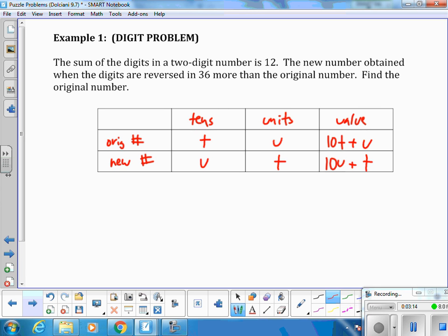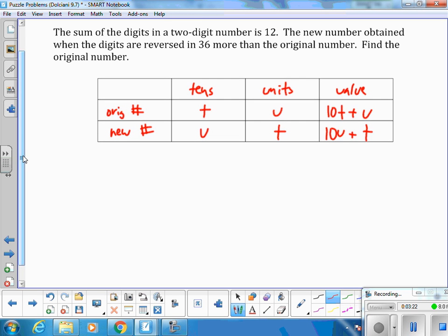Okay, now that we know this, we can continue to solve some of these things. We're going to find the original number, so let's look at what we know. The sum of the digits in the 2-digit number is 12, so we know, firstly, that T plus U is 12. We know their sum is 12. The new number obtained when the digits are reversed is 36 more than the original number.